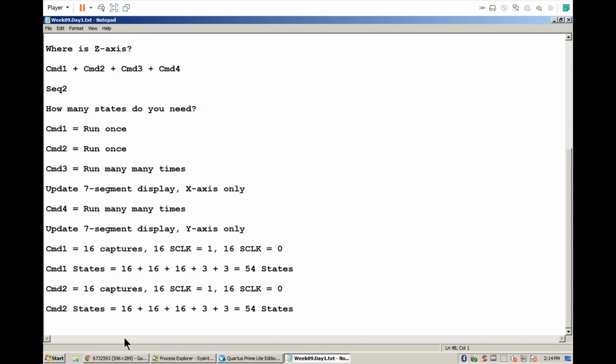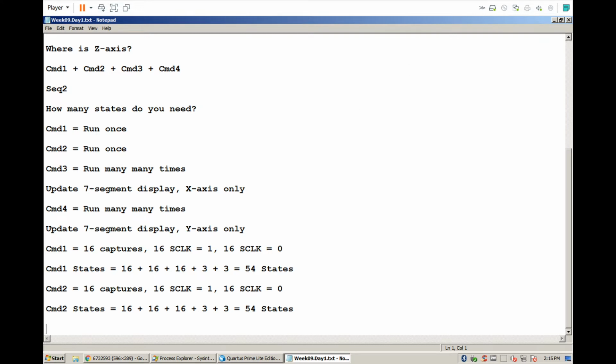So how many states we need? If you look at this, it ended up 54 states. When you run command 1, command 2, there's no need to update the display because there's nothing to update. You don't even have a reading yet. By default, all the readings should be blank. You just power up the device, they'll all be blank or all zeros, meaning that there's no reading. Zero means nothing is moving. There's no angle anywhere. All right, let's continue.